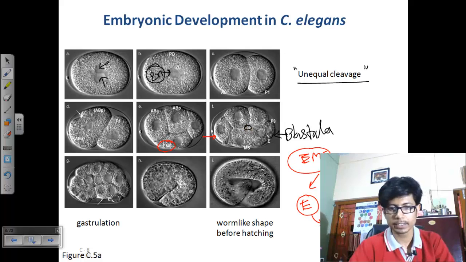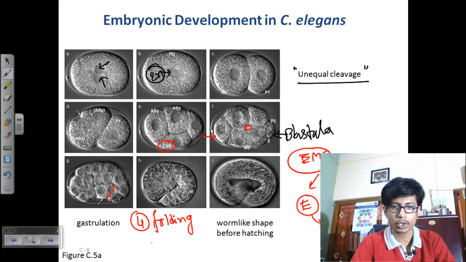E means the E cell will ultimately convert into endoderm, MS means mesodermal cells, right? And once the blastula phase is reached, it's done. Then the folding starts to occur, that is the gastrulation phase. Folding means the folding will start from different regions. And see, there are four layers of folding.